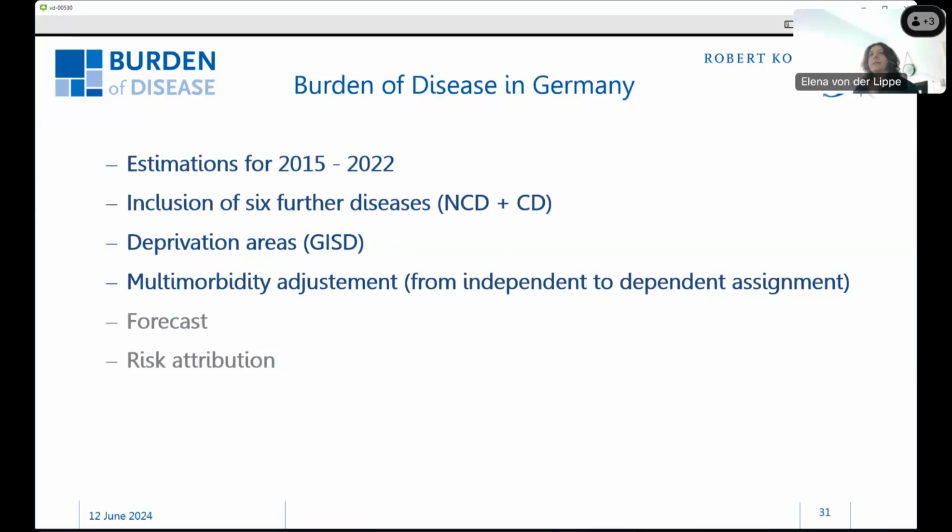Up to now, we have done this from the independent assignment, but we are developing this methodology, and we want to apply the dependent assignment. So this would most probably be a possible topic for another webinar when we are so far with our methodology. We are also planning to have forecast estimates once we have the trend estimations, and we are not advancing with the risk attribution as we would have liked to, but we are still on track.